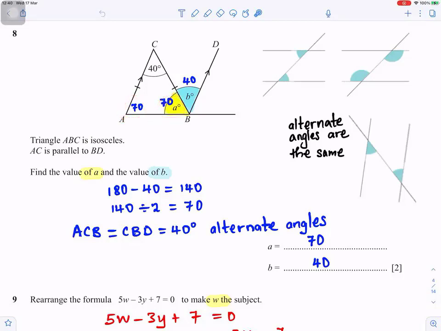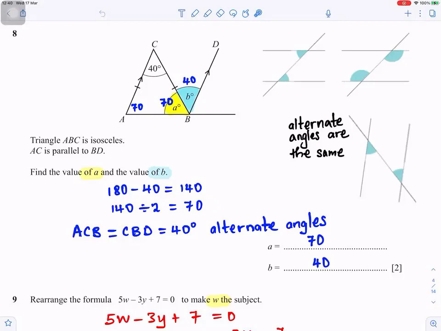But how did we get 70? A triangle has 3 angles. All 3 add up to 180. So 180 minus that 40, which is given, gives you 140. Now the two base angles are equal, so they will share it. So 140 divided by 2 gives you 70 degrees for each of the base angles.